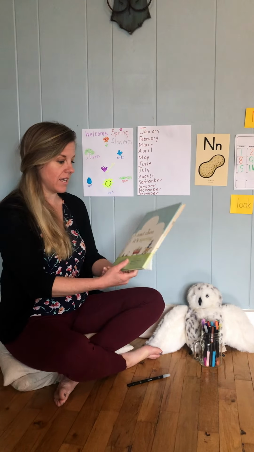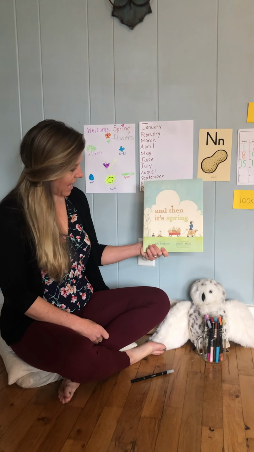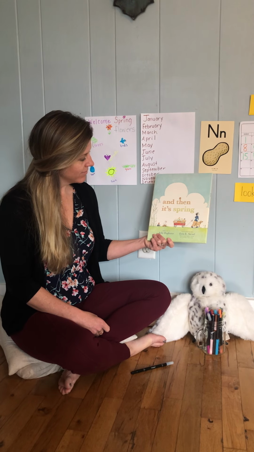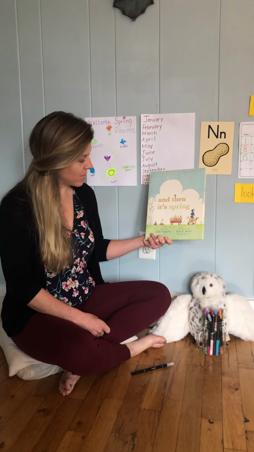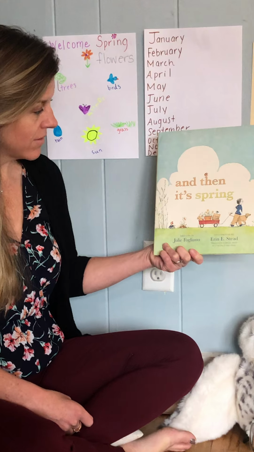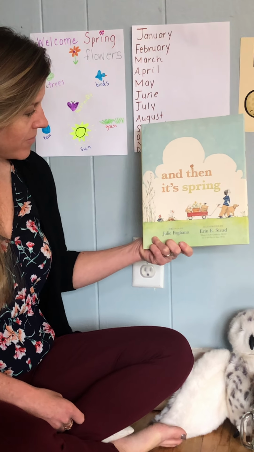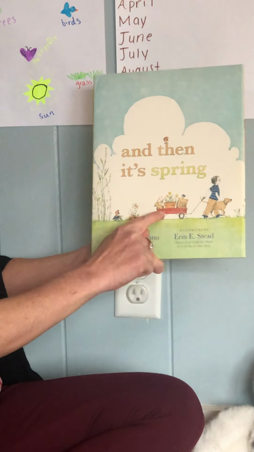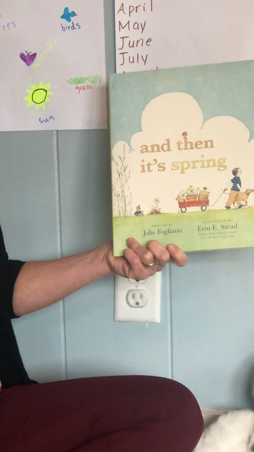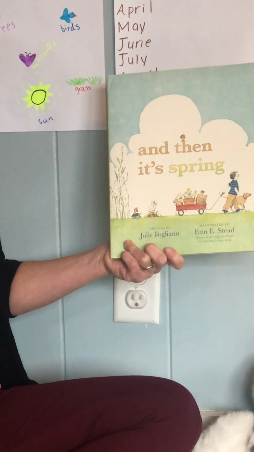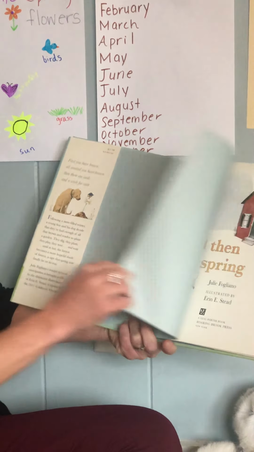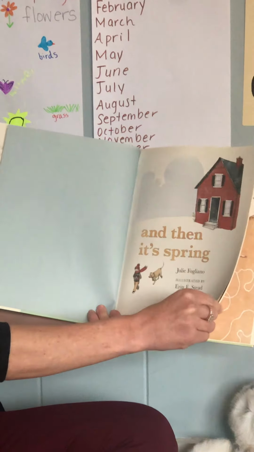So I have a story here called And Then It's Spring. This is written by Julie Foliano. I see some, looks like some seeds. I see a wagon on the cover. I see a dog. So I'm wondering what's going to happen in this story. And then it's spring.